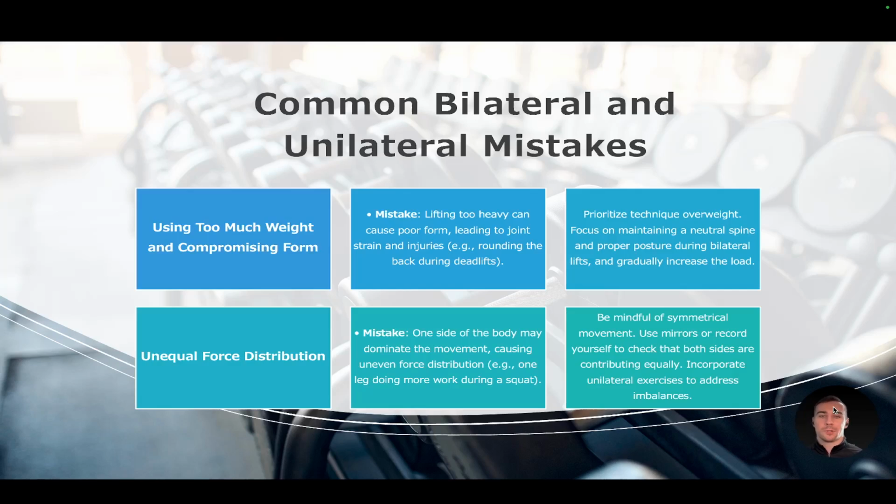So one leg doing more during a squat is an example of that muscle imbalance, like what I've talked about earlier. What you need to do is be mindful of symmetrical movement. One thing that can really help prevent this sort of asymmetry is to focus on the mind-muscle connection, focusing on the muscle you are targeting as you go through the form of that particular workout. Of course, as I have mentioned here, use mirrors or record yourself to check that both sides are contributing equally.